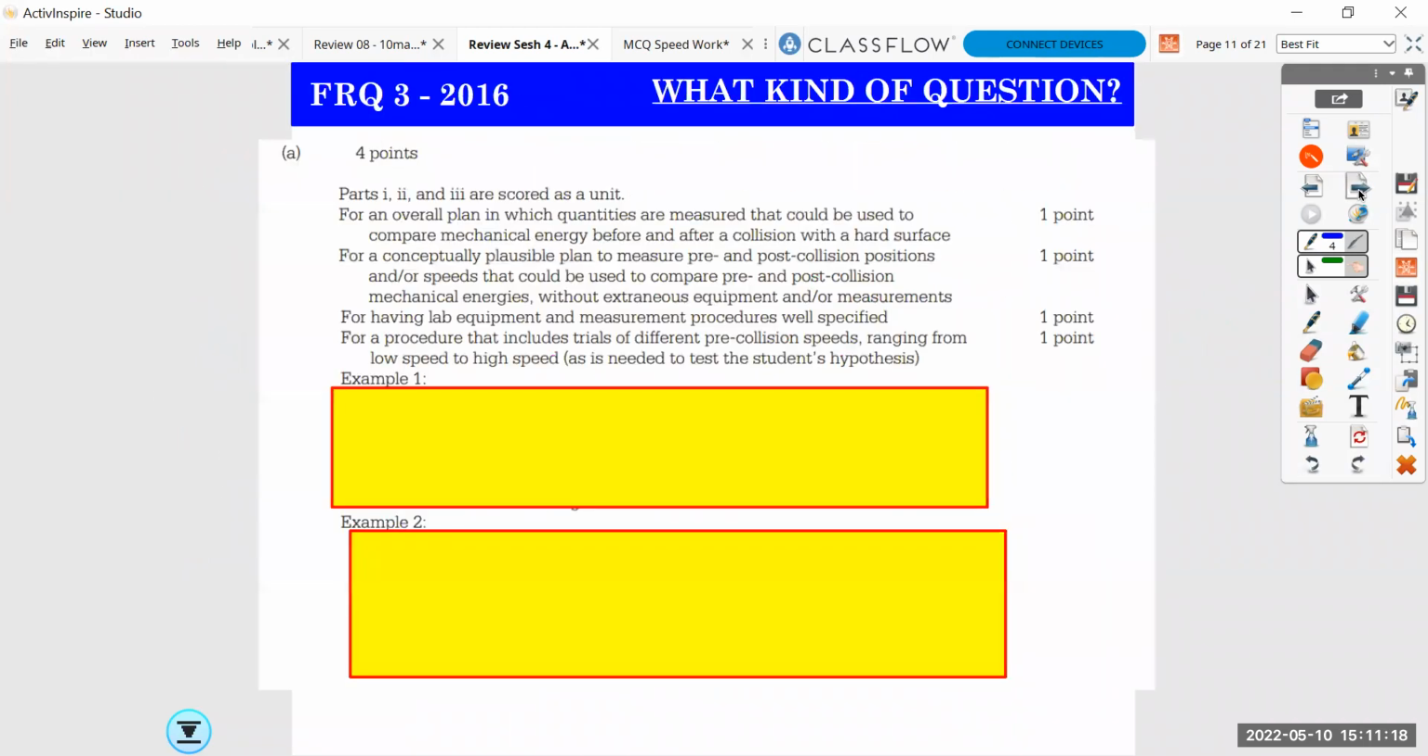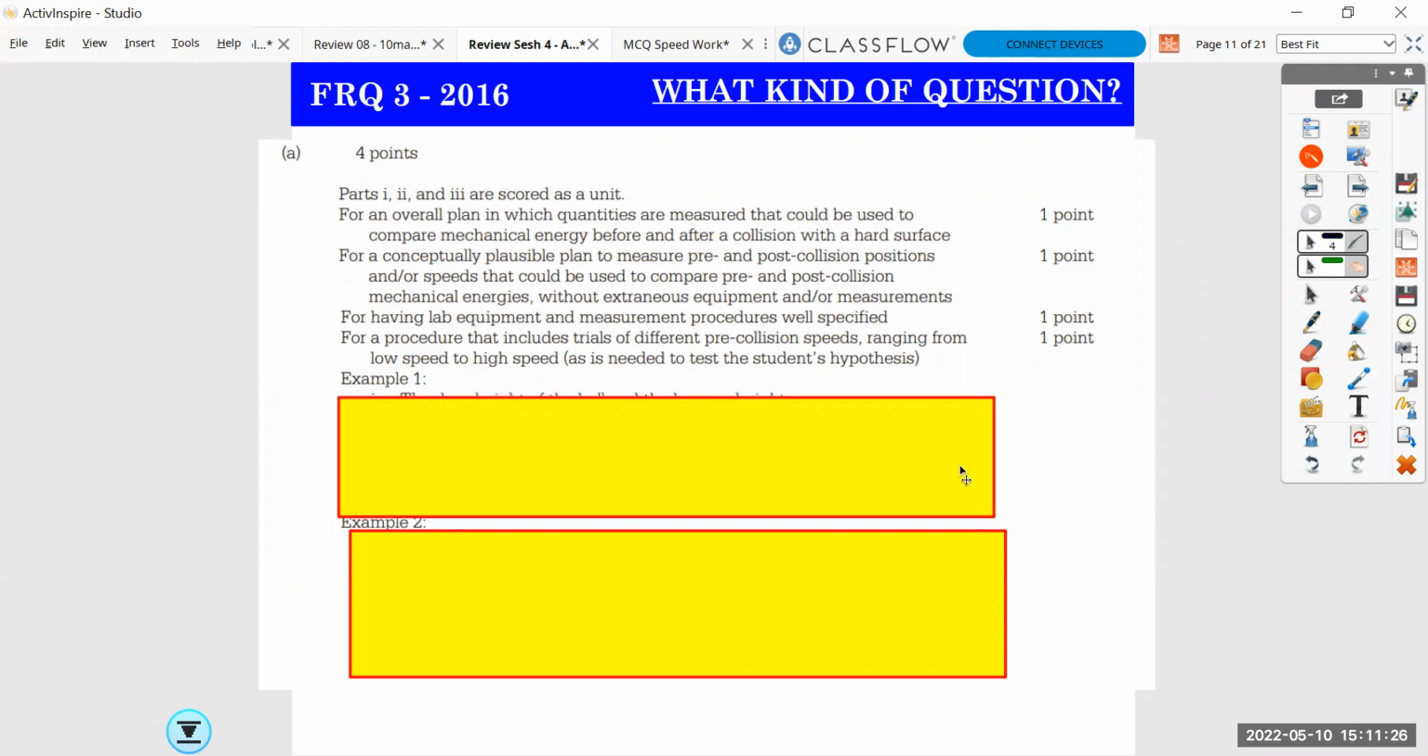All right. This is a 12-point question. This is a big question. So A is worth 4 points. And we've got a point for an overall plan that works, that could be used to compare mechanical energy before and after a collision. The second point is for a conceptually plausible plan to measure the positions or speeds before and after the collision. So either height or speed. 2 points here for having lab equipment and measurement procedures well specified. And again, there's specifically a point for trials of different pre-collision speeds or different pre-collision heights. You've got to vary something.